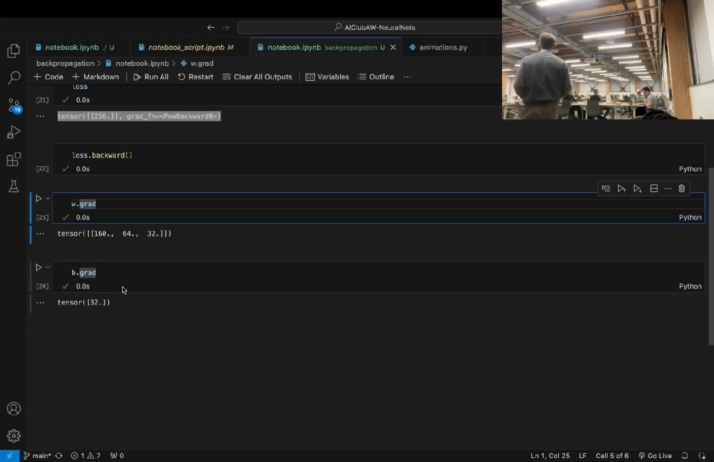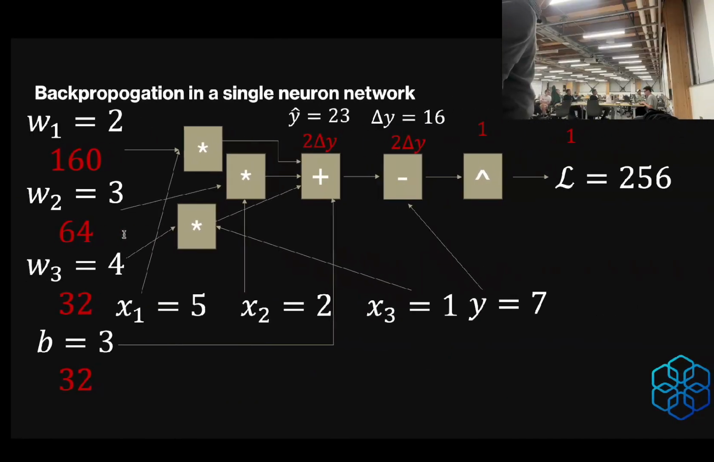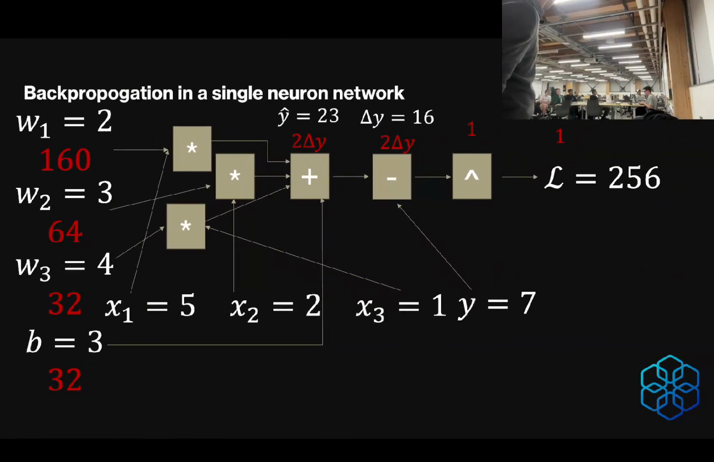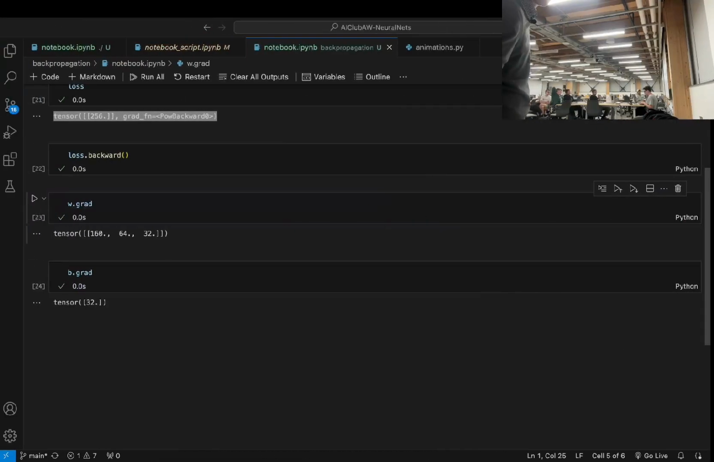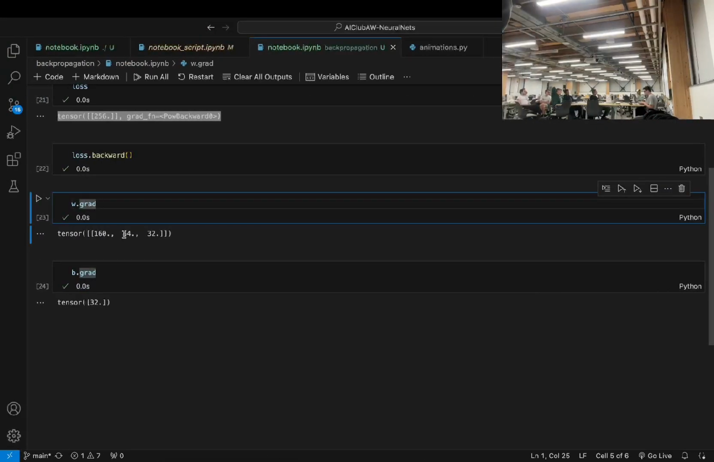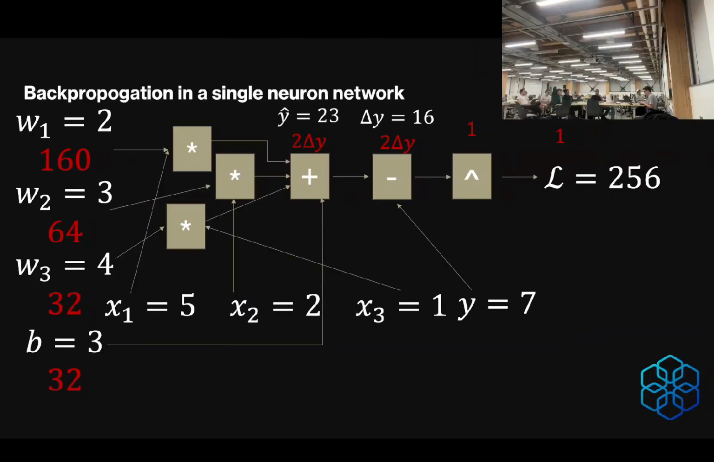And if we go back to our slides, so we have 160, 64, and 32. And 160, 64, and 32. And then here it says bias is 32. And so bias is 32. Right. And yeah, so that's how PyTorch does that.